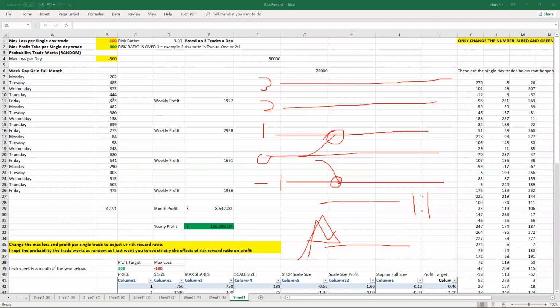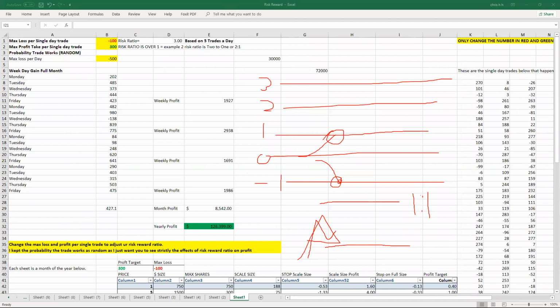So I just wanted to explain, in really basic, layman's terms, what risk reward is and why it's important. And then I want to build some examples for you guys in your accounts.